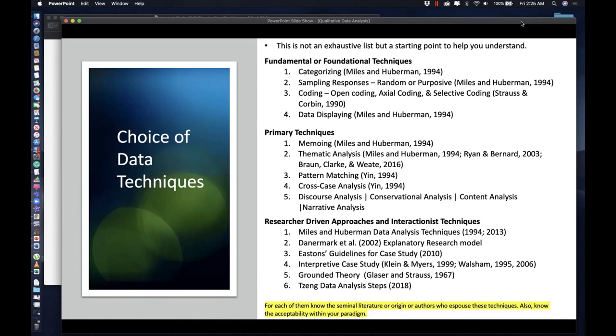Then Easton's Guide for Case Study. It's a very good paper, which tells you how to do case study from a critical realist perspective. There's also another one by Walsham. So you've got Easton's Guide for Case Study, then the Interpretive Case Study by Klein and Myers, Walsham, the whole body of work there. Then Grounded Theory, which I mentioned earlier, is about looking at the data and trying to draw out theories from it. Then you've got Chen's data analysis steps, which quite a number of the students use now, because like Miles and Huberman, it combines a number of the different steps together.